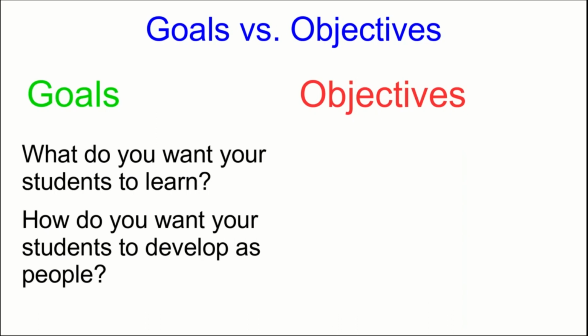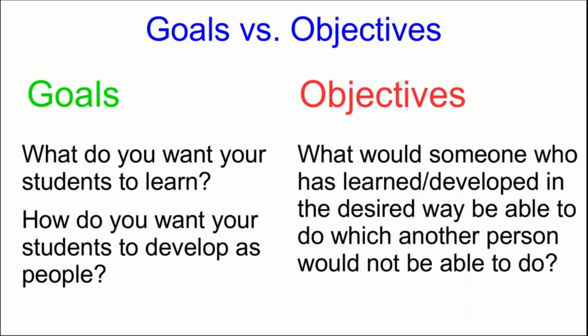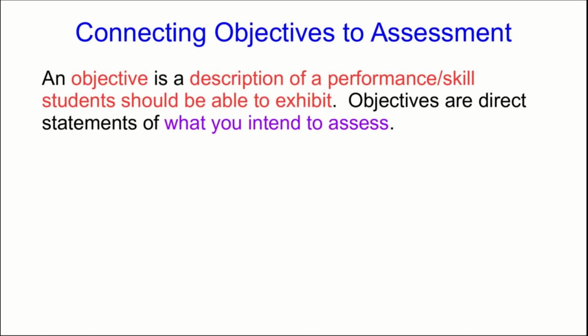The thing to recognize, though, is that we can't directly assess that. The objectives are an opportunity to think about the proxies that will help you assess whether your students have reached the goals that you have set. Let's keep our eyes on the prize and the purpose of all this. What we're trying to do is connect objectives to assessment. Since an objective is a description of something that you are going to get a student to do, they are direct statements of what you intend to assess.